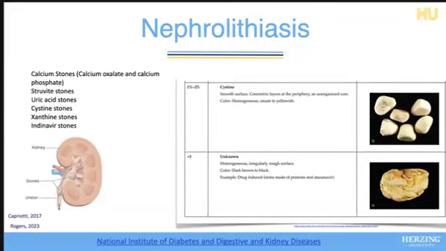All right. Just to talk briefly a little bit more about struvite stones, some of the main risk factors include urinary tract infections caused specifically by urease-producing bacteria like Proteus, Klebsiella, or Pseudomonas species. These bacteria raise the urine pH and allow struvite crystals to form. Conditions that impair complete bladder emptying, such as neurogenic bladder or chronic urinary catheterization, can also promote bacterial growth.